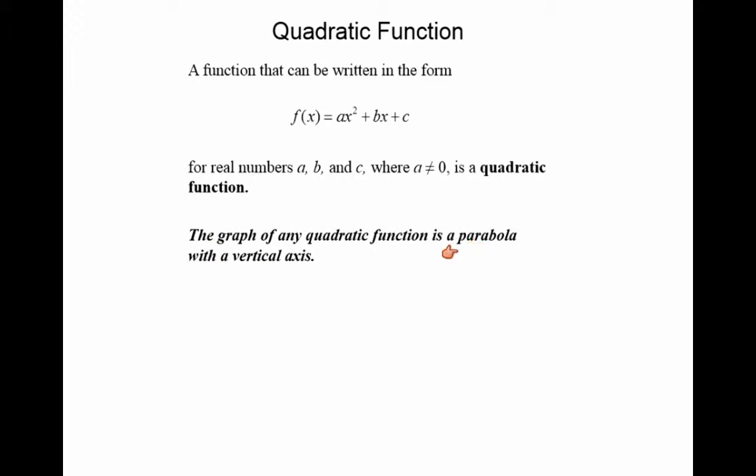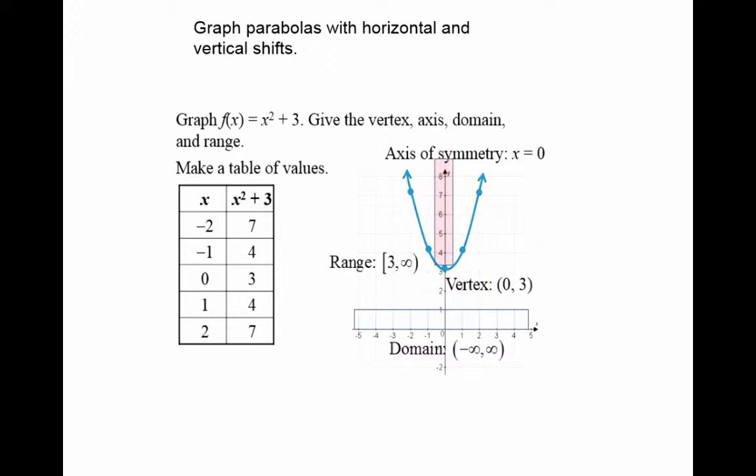The graph of any quadratic function is a parabola with a vertical axis. We're going to take a look at more examples. Let's say we want to graph f of x, or y, equals x to the power of 2 plus 3.